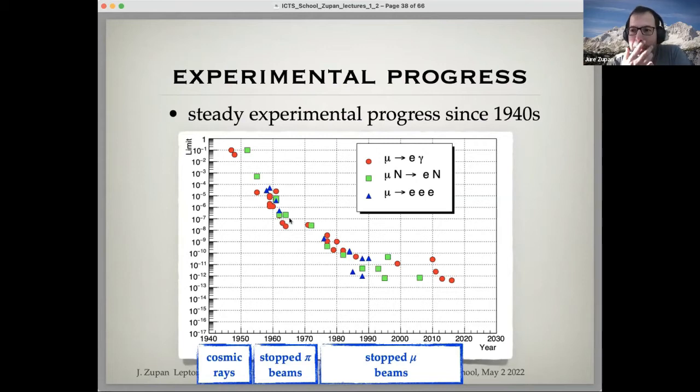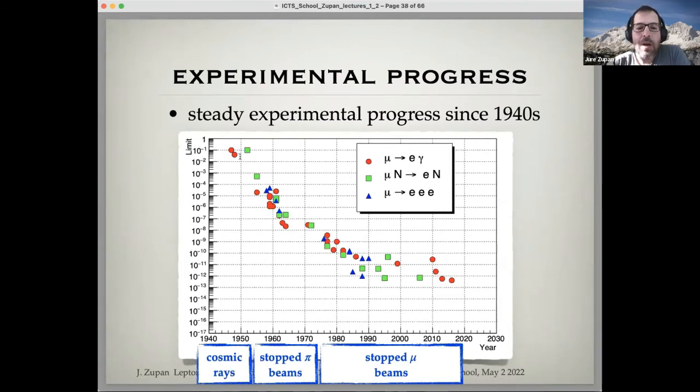One thing that is really striking here is that, in this log plot, there have been huge improvements, orders of magnitude, in the experimental progress. This starts in the 1940s, and we're roughly here. That's all the present bounds, and there's going to be, as you'll see, a huge projected jump in this region over there.